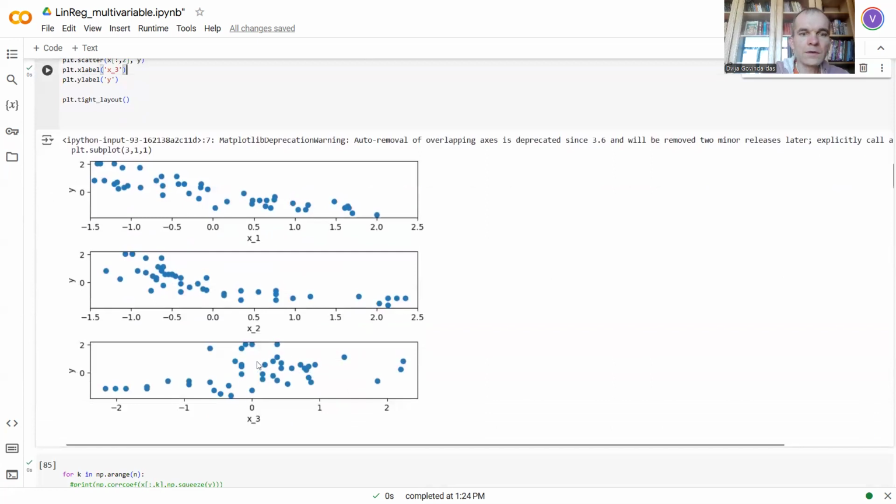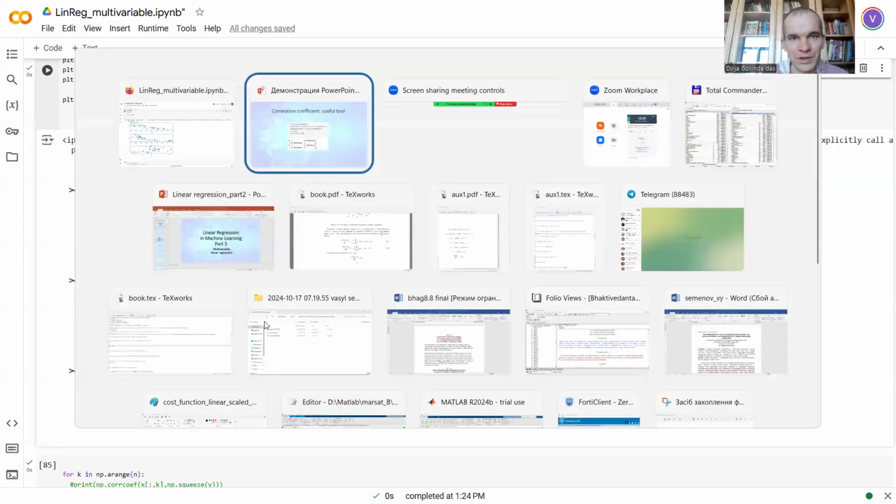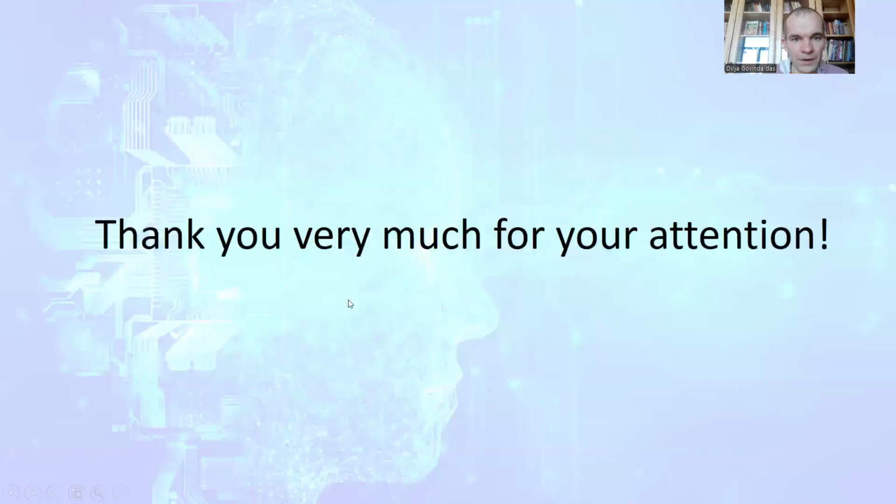Yes, and you see that now the mutual distribution of y and x3 is very scattered. It shows that there is no potential for x3 to add some positive contribution into the prediction of y, as opposed to variables x1 and x2. So all these aspects should be taken into account. And thank you very much for your kind attention for watching this video.